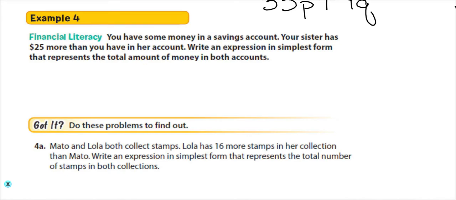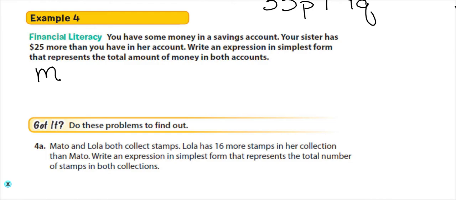Let's take a look at example 4. So we're almost done. We have financial literacy. It says you have some money in a savings account. Your sister has $25 more than you have in her account. Write an expression in simplest form that represents the total amount of money in both accounts. All right. So we don't know how much money you have. Okay. We just know you have some money. So that's going to be M.